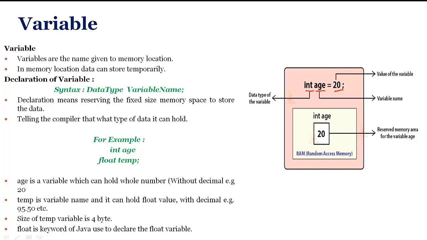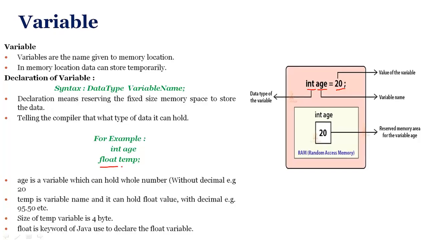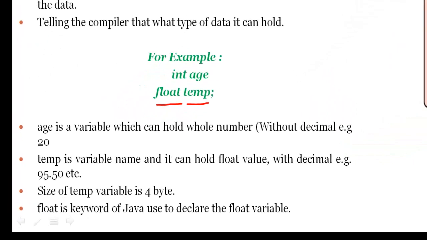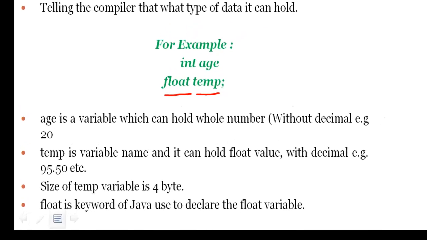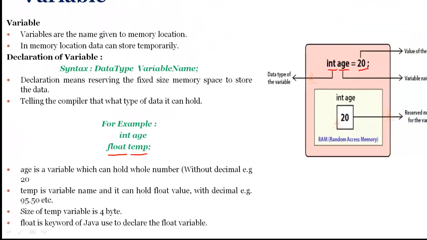Another example to declare a memory variable is float temp. Temp is the name of the variable and float is the data type of this variable. It means the temp variable can hold a float value. Here age is a variable which can hold a whole number without the decimal, that is 20, and temp is the variable name. It can hold a float value with decimal, for example 95.50 etc. The size of the temp variable is 4 bytes. The size of a data type depends on the programming language. Float is a keyword in Java used to declare the float variable.